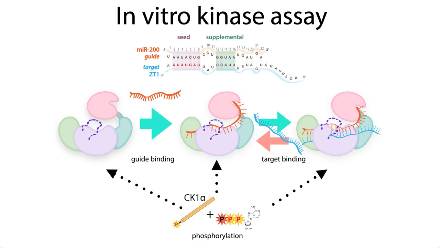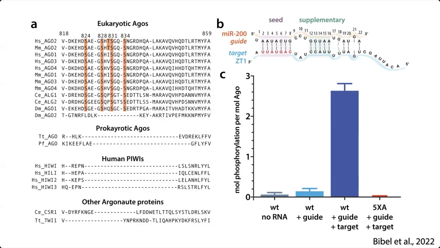And so I needed to develop an in vitro system in order to detect the phosphorylation and test different conditions and things like this. And so I took argonaute and I purified the argonaute protein, and I took the kinase that was responsible, the CK1 alpha, and I purified that, and I mixed them together, and I didn't see any phosphorylation. And I'm like, uh-oh, this is not a good start to your PhD project.